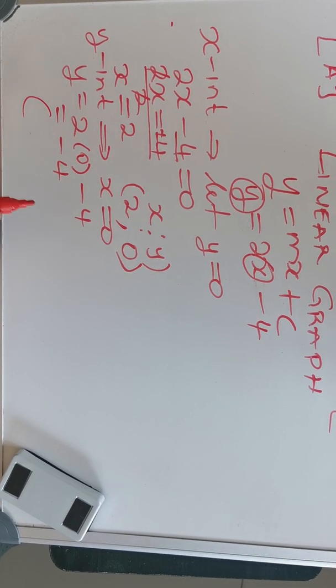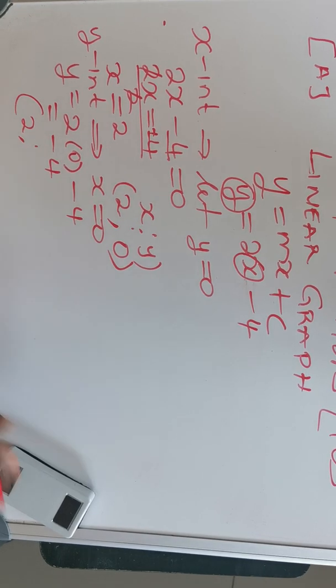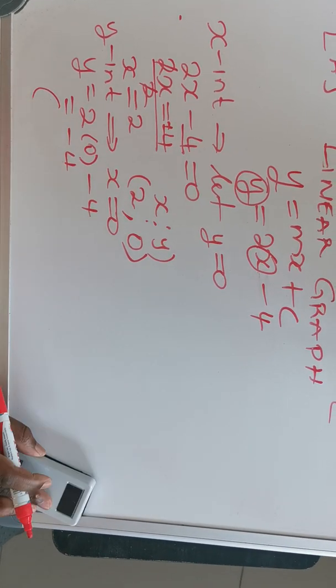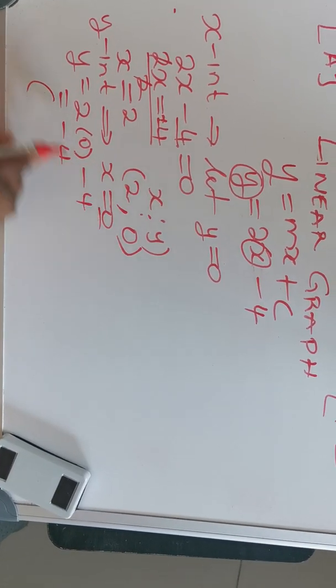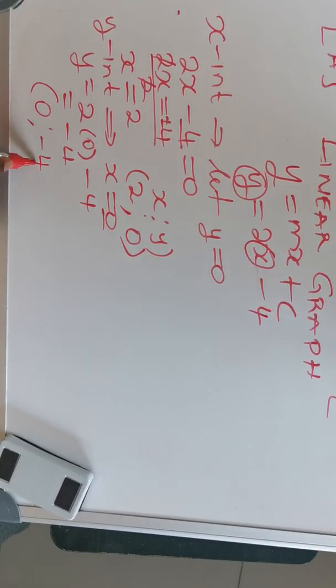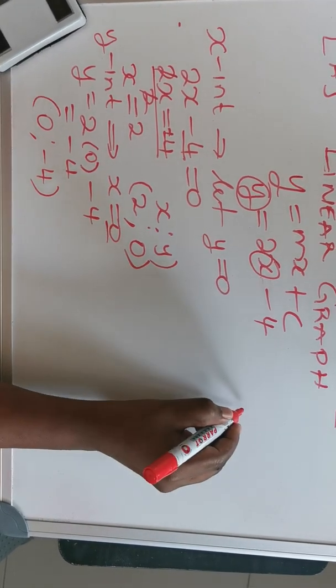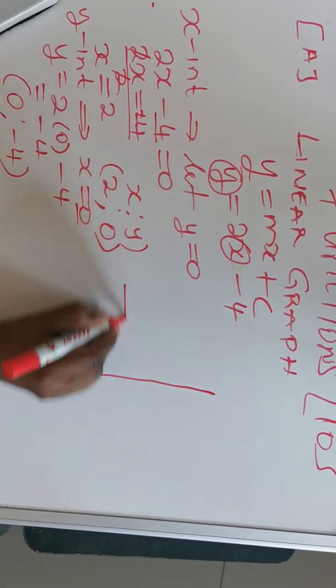But in coordinate form, this would be 2 and 0. Our x here is what? It's 0 and negative 4. Then now let's say the question says sketch this graph.